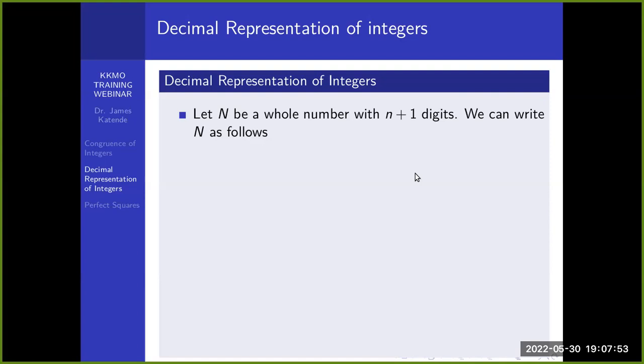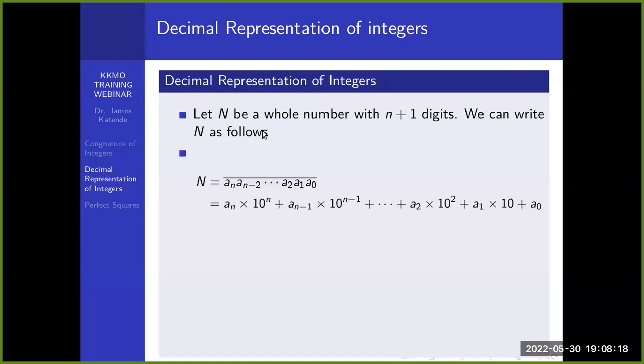So we'll start with the definition of the decimal representation of an integer. If n is a whole number with n plus 1 digits, probably we want to consider the positive whole number, although it can, let's stick to positive whole numbers for now. So it's possible to write n as follows.